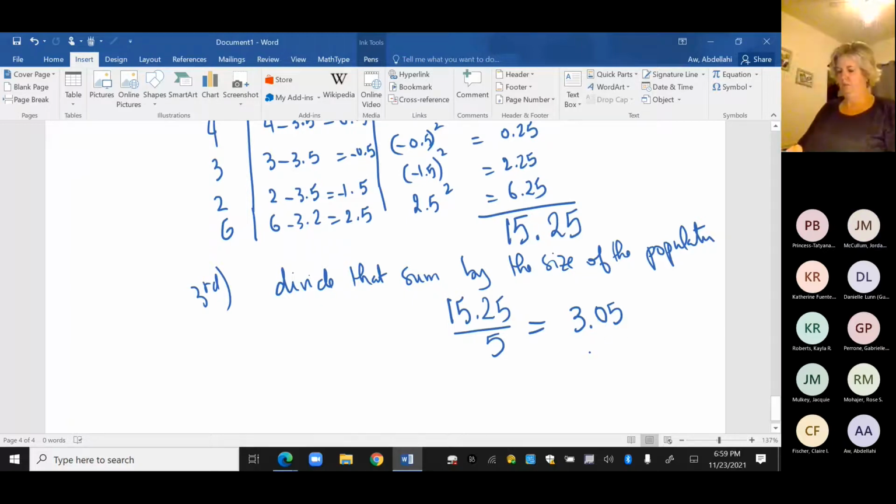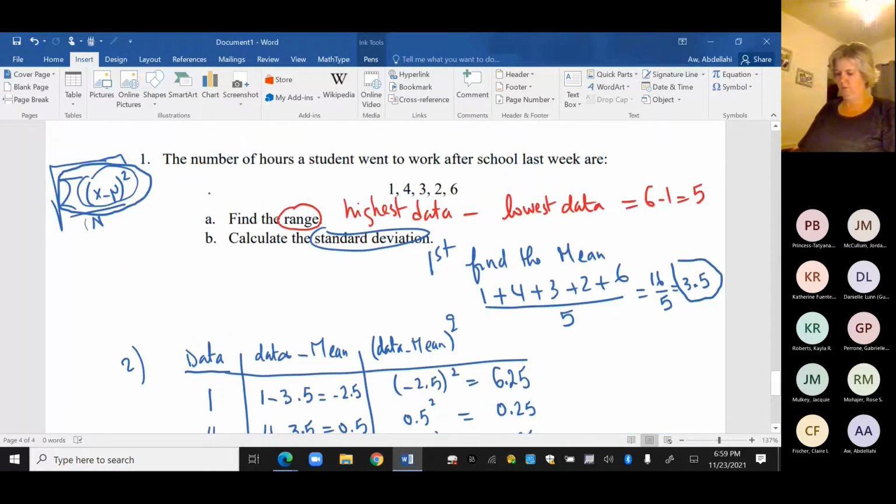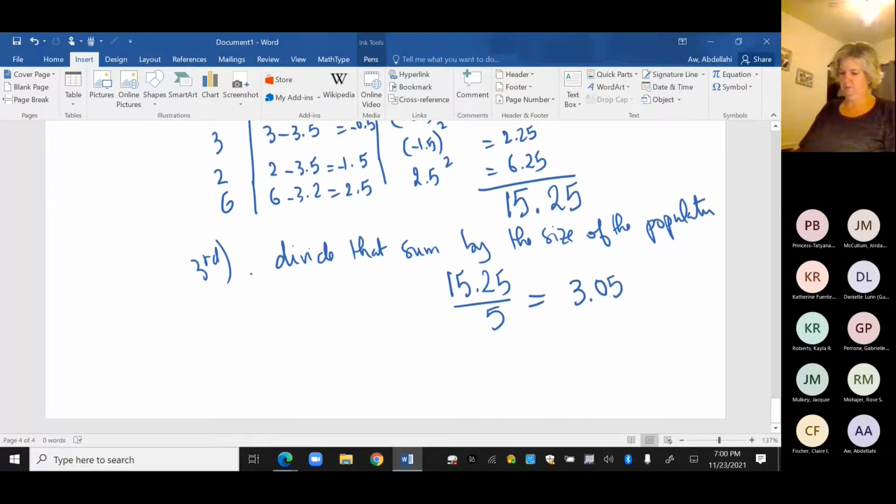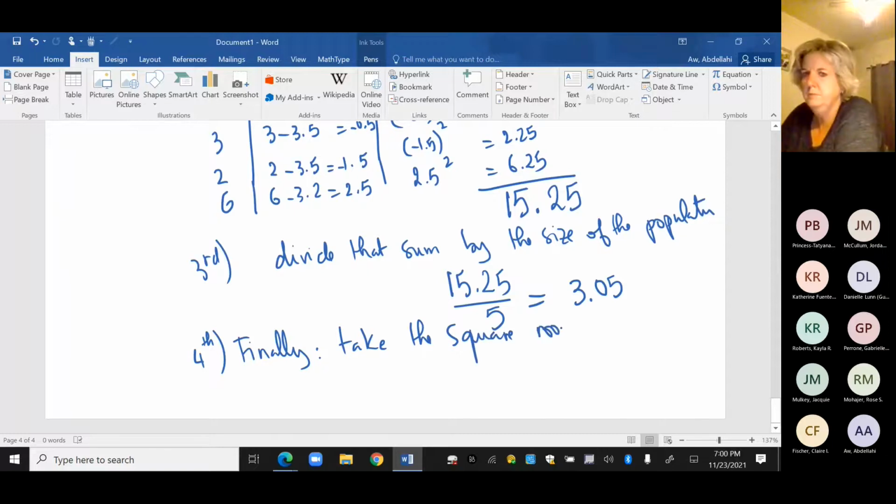That is the division. So we are here, we divided by n. Now what's left to do? What is the last step? Take the square root. Which is the square root of 3.05, and here you have to use a calculator.